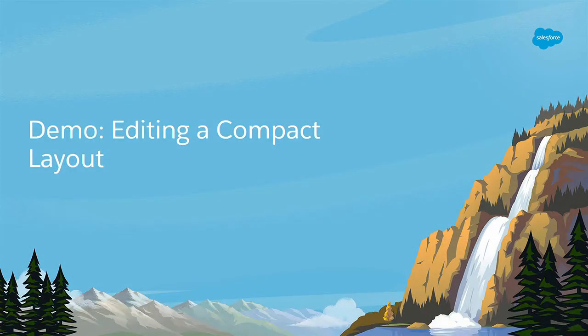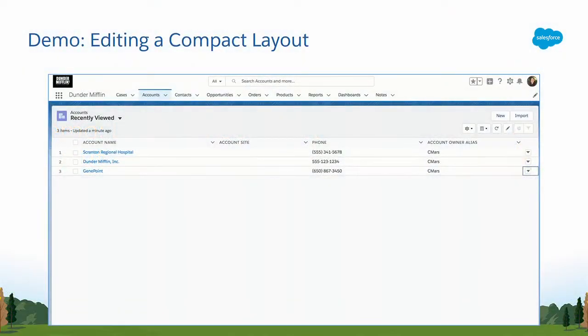So let's take a look at how we would get to a compact layout and make changes. So we'll start from our Account tab. We'll go into the Setup menu and Edit Object.